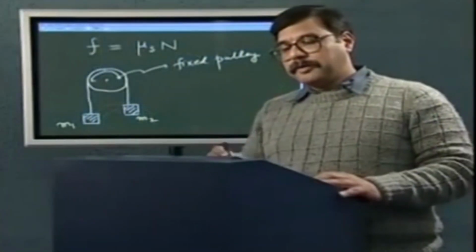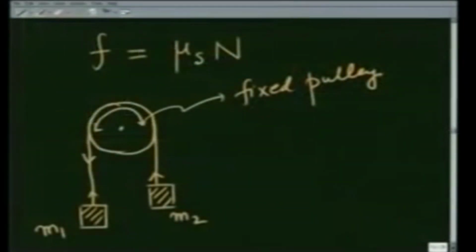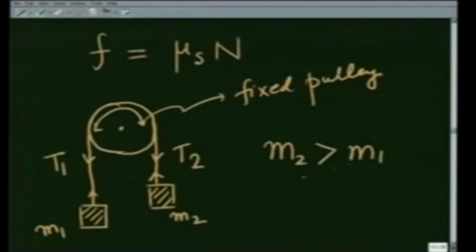Earlier when we solved this problem, we assumed that the tensions here were equal. Now due to the frictional force, the tensions are going to be different. Let me call this T2, let me call this T1. Let the mass m2 be greater than m1, so that the rope has a tendency to move this way. Let us see how friction affects things here.